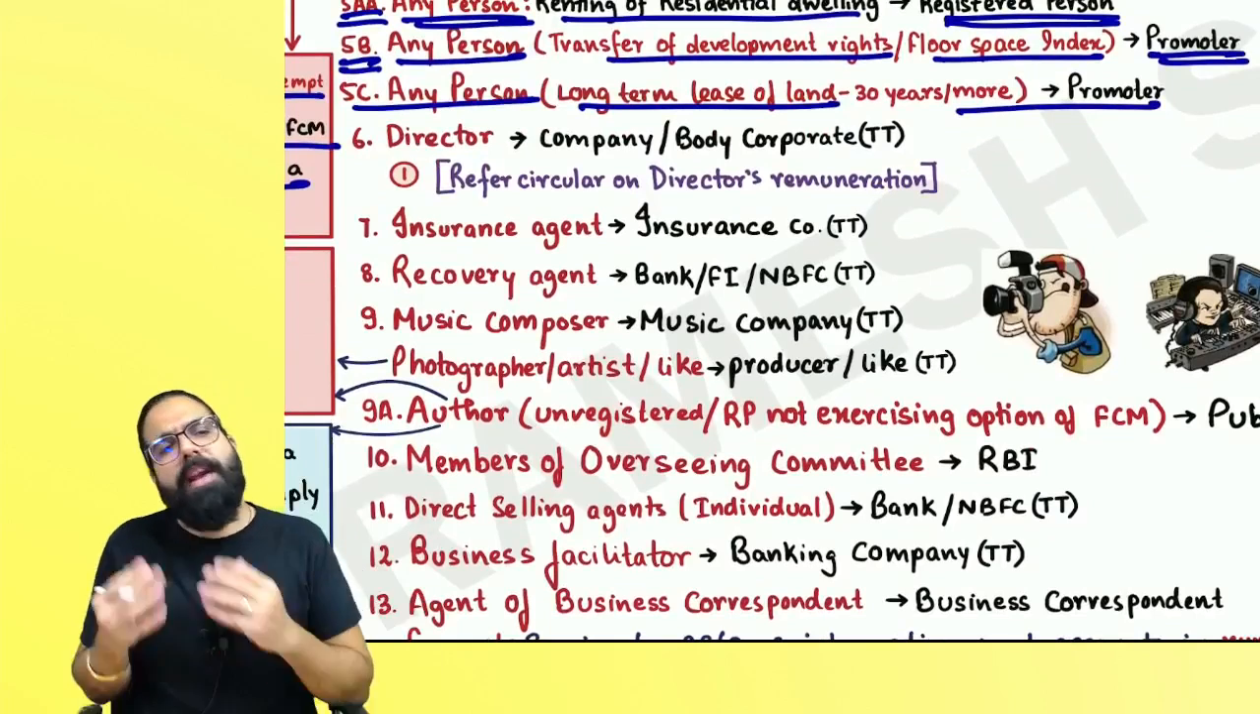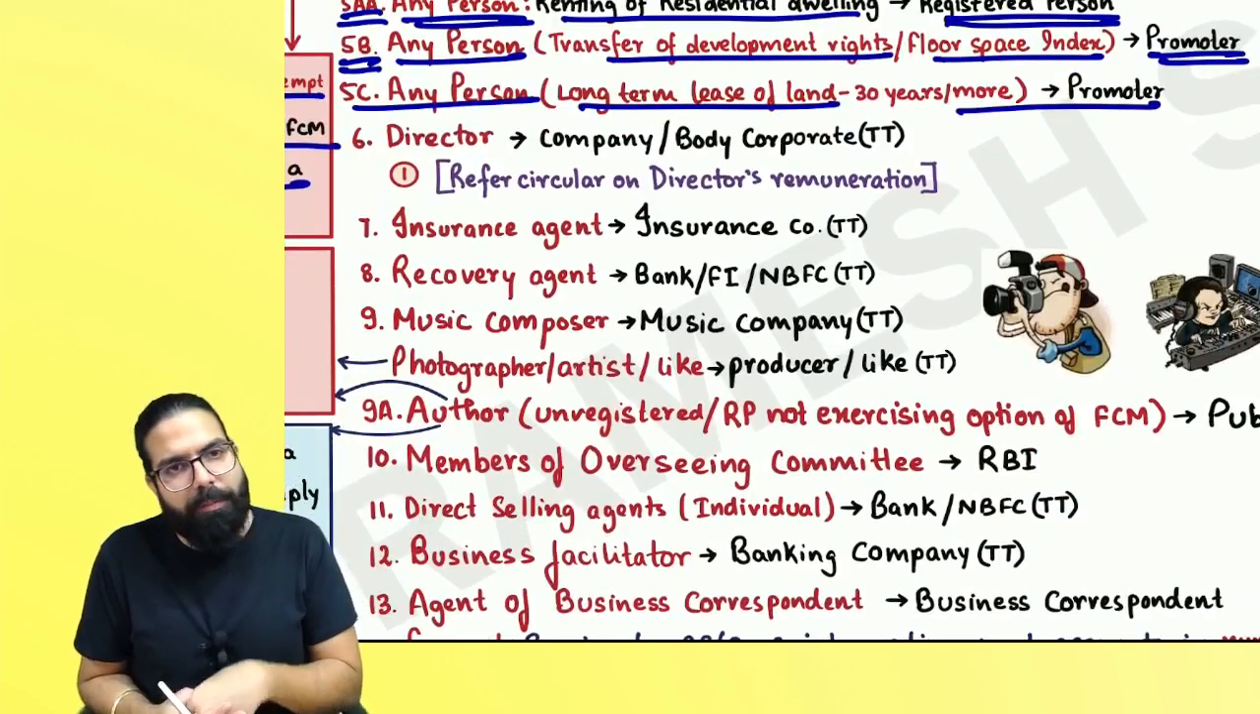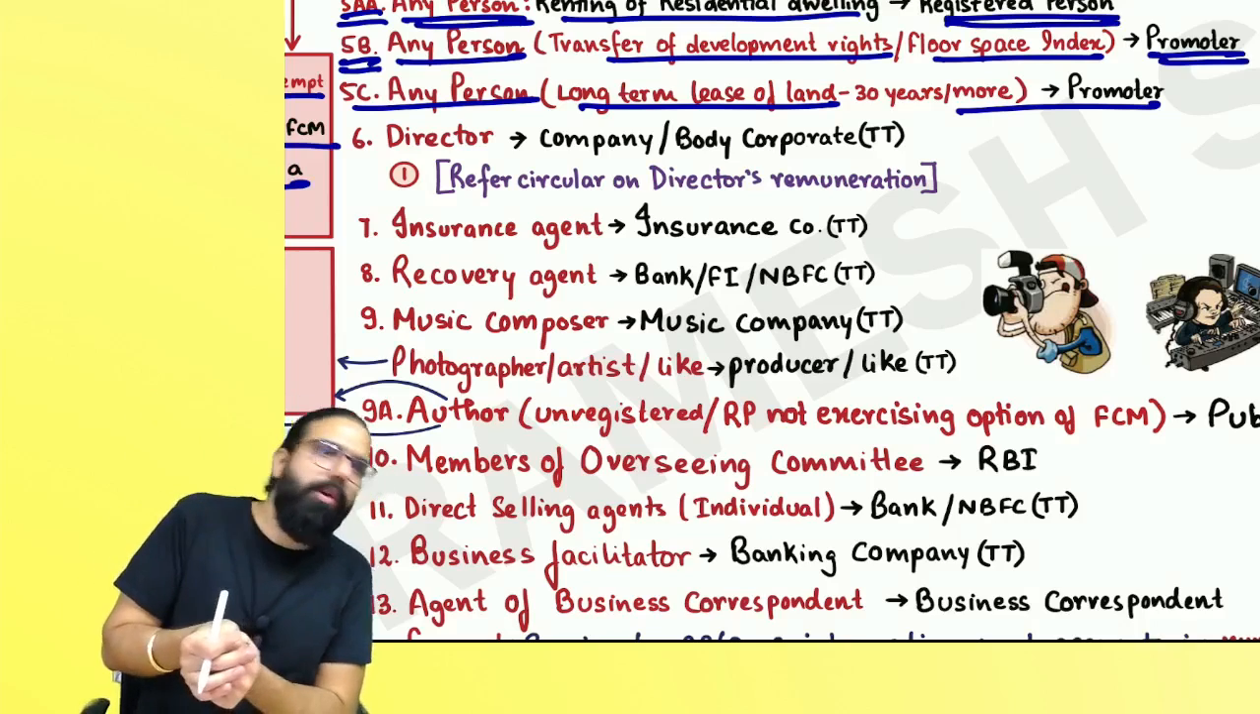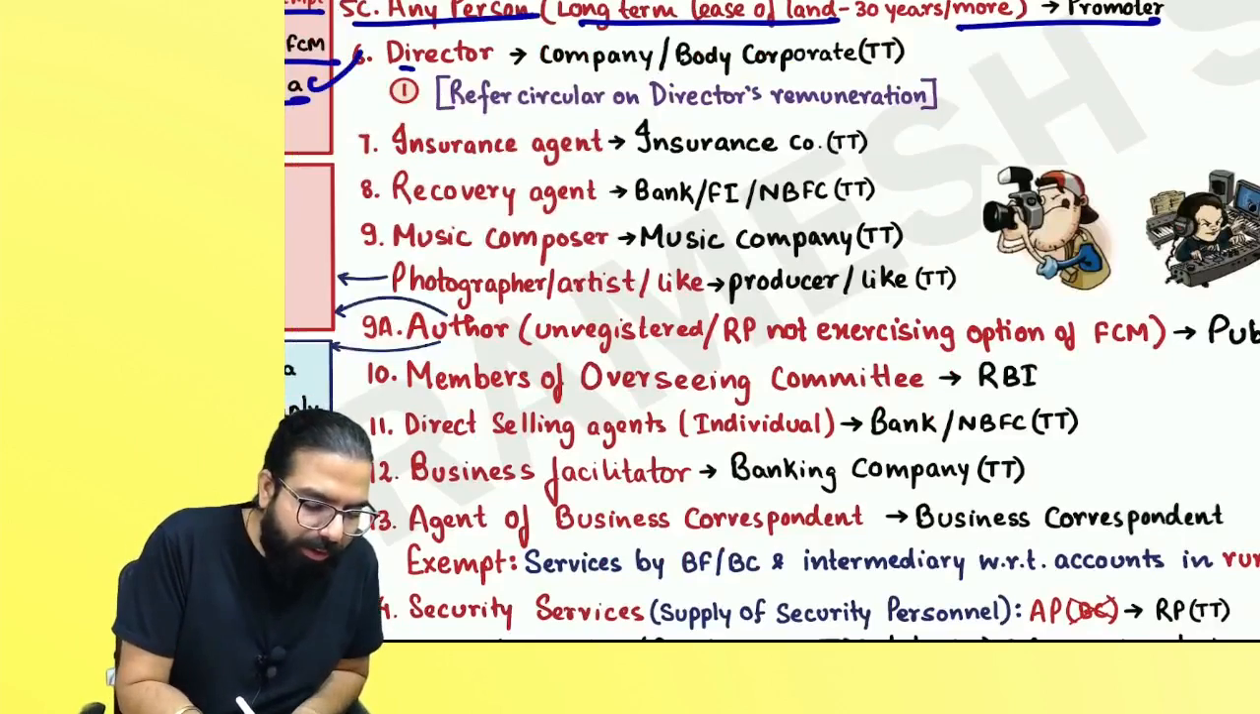So if any person is giving development right or floor space index, or is giving a long-term lease which is 30 years or more, always the promoter, the real estate developer, pays the GST under RCM. The next one is directors over here.